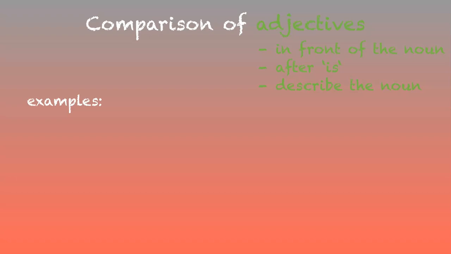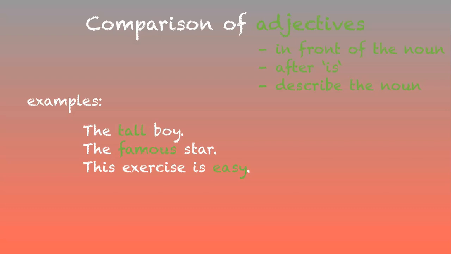Examples of adjectives: the tall boy, the famous star. This exercise is easy. In green you can see the adjectives, and all these adjectives describe a noun. In this case, the nouns are boy, star, and exercise. As you can see in the first two examples, the adjectives are in front of the noun, and in the last example, the adjective is after is.